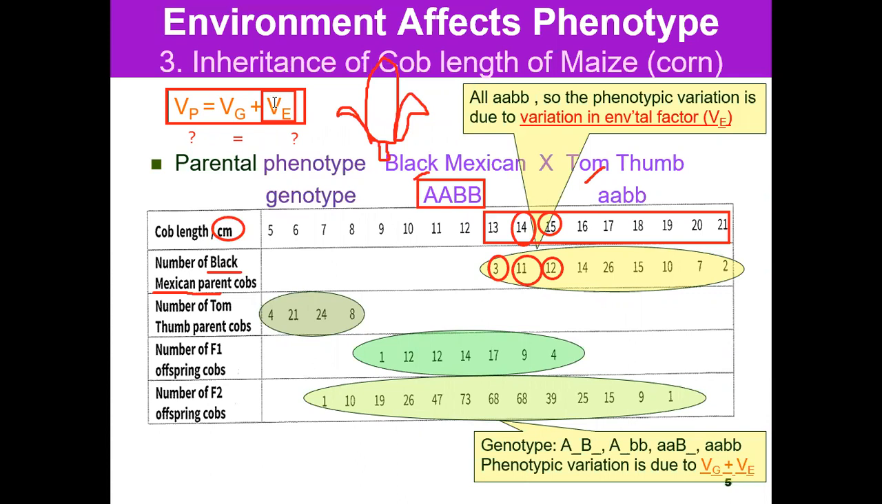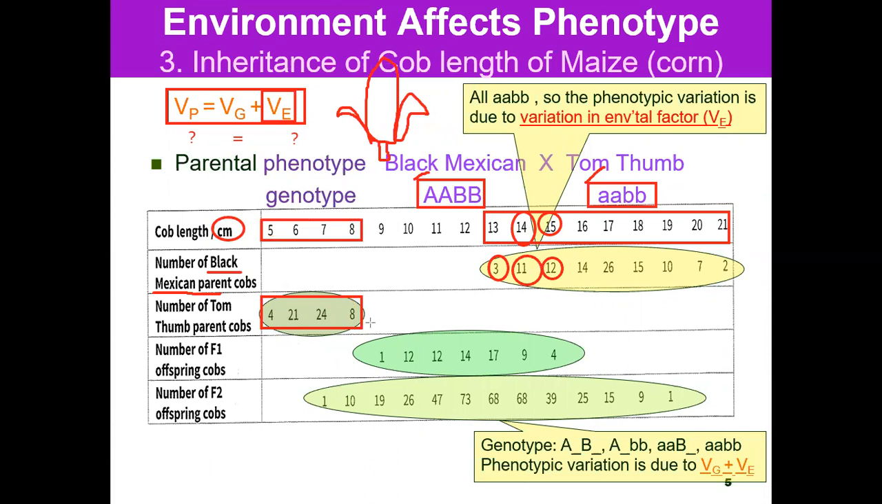In the same way, we examine the second type of parent, which is Tom Thumb. Again, all of the parent plants have the same genotype, small a, small a, small b, small b. But when they measure the length of the cob, they find that actually it's not one length. It varies from 5 cm to 8 cm. So again, the variation is due to an environmental factor.